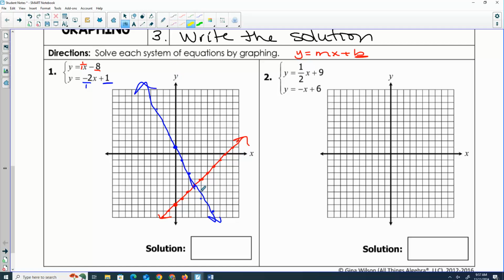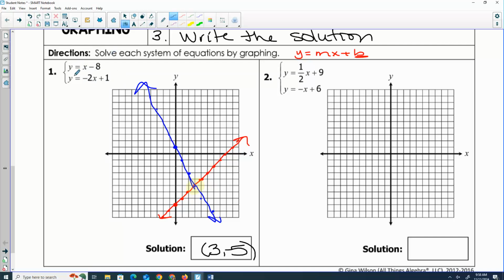And our solution is the point where those meet. Where do they cross? So if we look, that's when the x is 3 and y is -5. So ordered pair is always x then y. So 3, -5. You can always check your answers here.